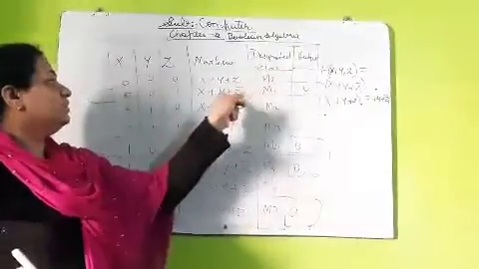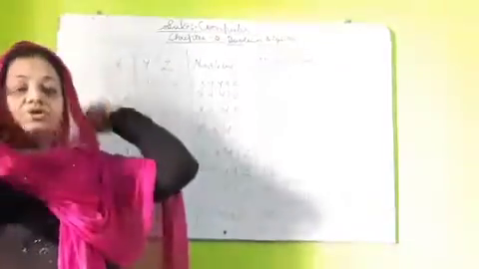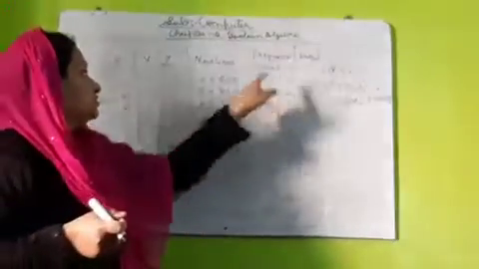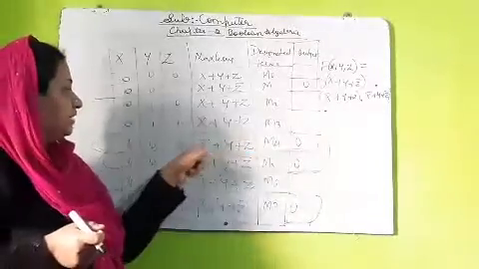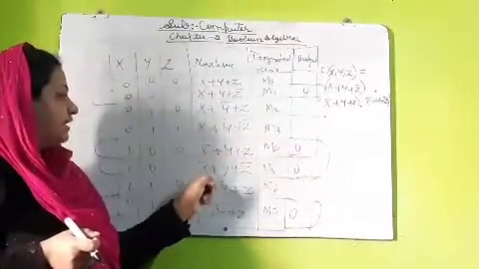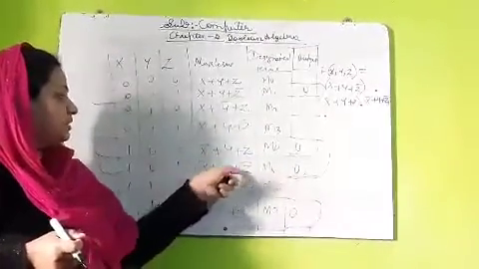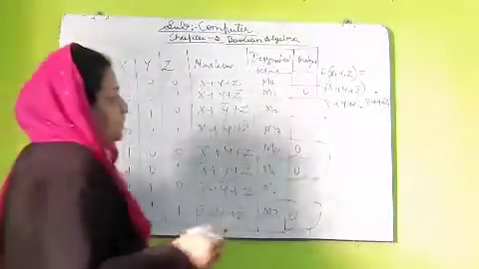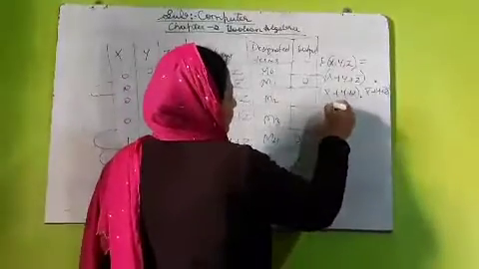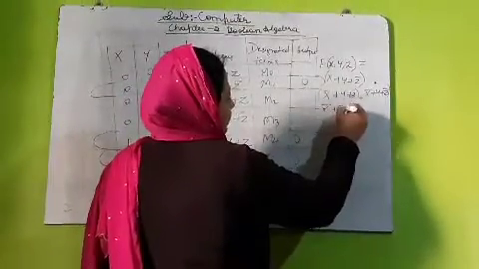So here, wherever you find 0 in the output, you need to take those terms. You can see x plus y plus z bar, then you can see 0 here, x bar plus y plus z, and then here x bar plus y plus z bar, and x bar plus y bar plus z bar.